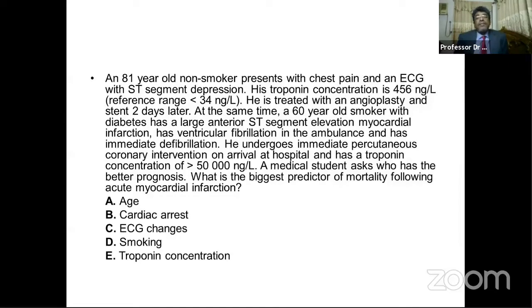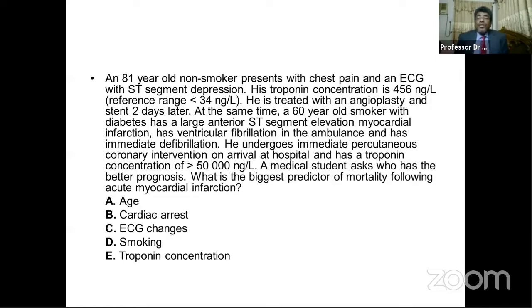At the same time, a 60-year-old smoker with diabetes has a large ST segment elevation myocardial infarction, has ventricular fibrillation in the ambulance, and has immediate defibrillation. So his ventricular fibrillation was treated with the defibrillator or DC cardioversion. He undergoes immediate PCI on arrival at hospital and has a troponin concentration of more than 50,000 nanogram per liter. It indicates that there is severe damage of the cardiac muscle.